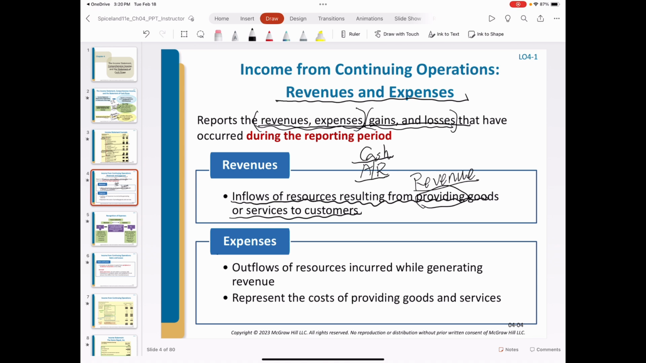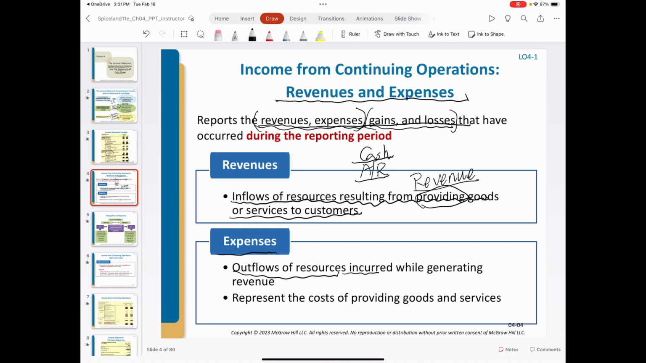Similarly, expenses represent the outflow of resources incurred while generating revenue. So this provides us a relation between expense and revenue. Expense and revenue should be matched. So their difference, income, will be useful for the investors and the creditors. So the expenses actually are outflows of resources that are used to generate revenues. The purpose of incurring these expenses is to generate revenue.